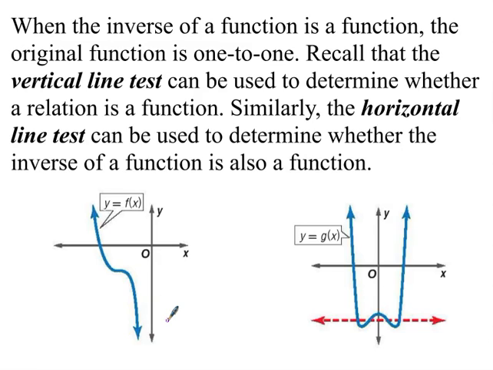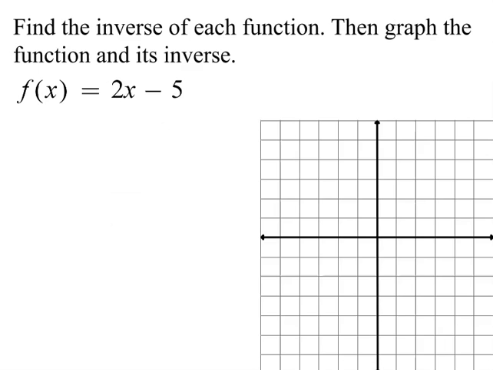Let's look at g of x. Is g of x a function? Yes, because it passes the vertical line test. Does it have an inverse? No. Not as it is now, because look at this horizontal line. It crosses more than one point. So basically, the horizontal line test tells you whether the function has an inverse.